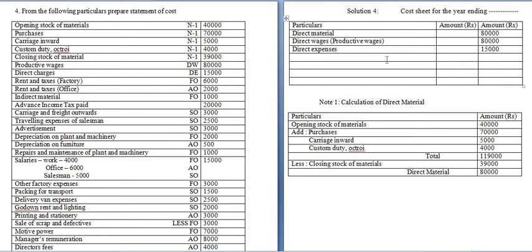Okay. Now make a total. So that total is called as what? Prime cost. Okay. Add it, that is 1,75,000. Now add factory overheads.